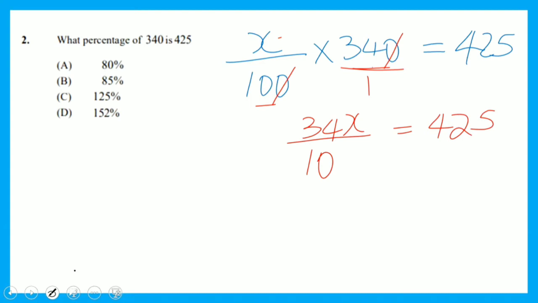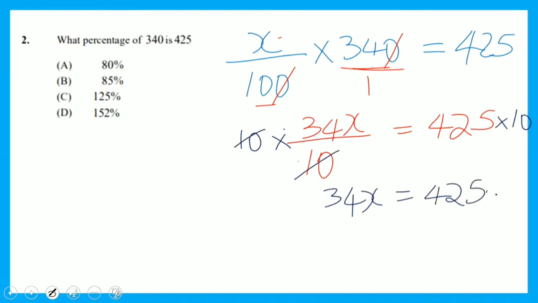We need to get rid of this 34 and this 10. Let's go with the 10 first. How do I get rid of this 10? I need to multiply by 10. And if I do that to one side, do it to the other side. All right, 10 cancels 10. Now we have 34x equals 4,250.